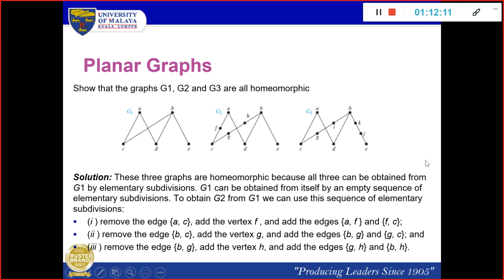So show that the graphs G1, G2, and G3 are all homeomorphic. Just by adding one vertex, you can see that G1, G2, and G3 are homeomorphic, the same type of graph, but with an added number of vertices. You just add an additional vertex between any two vertices, so you can get a homeomorphic graph, a subgraph, something like that.